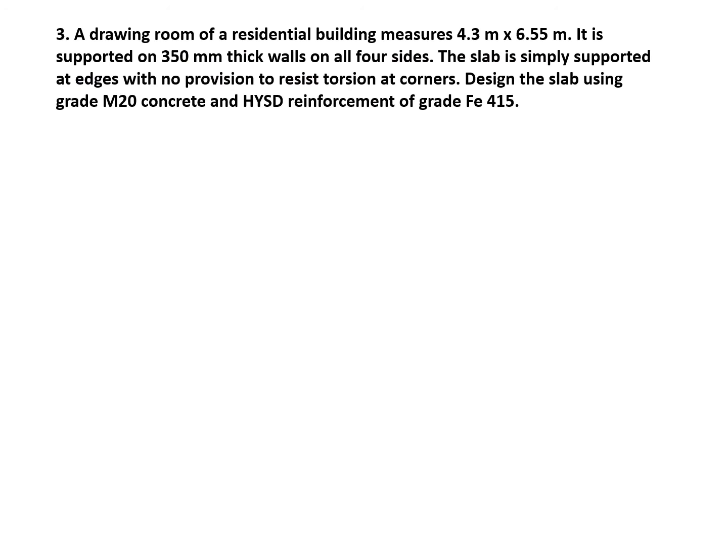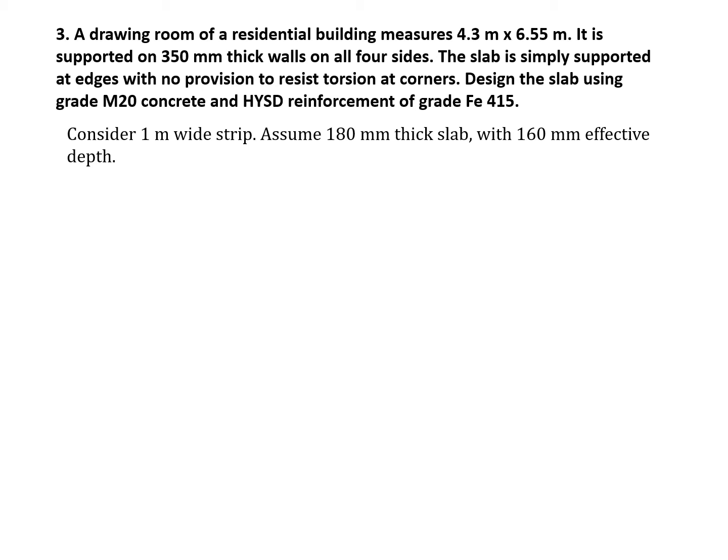A drawing room of a residential building measures 4.3 meter by 6.55 meter. It is supported on 350 mm thick walls on all four sides. The slab is supported at edges with no provisions to resist torsion at corner. Design the slab using M20 and Fe415. Now see, this is a slab of a drawing room and it is discontinuous from all sides, with no provision for resistance of torsion.